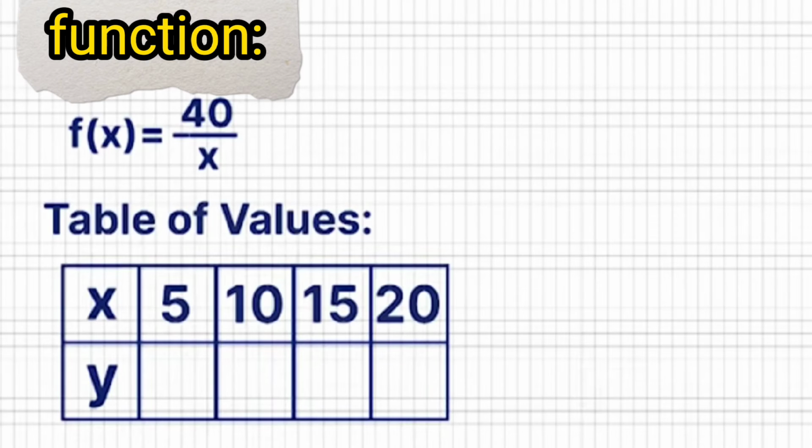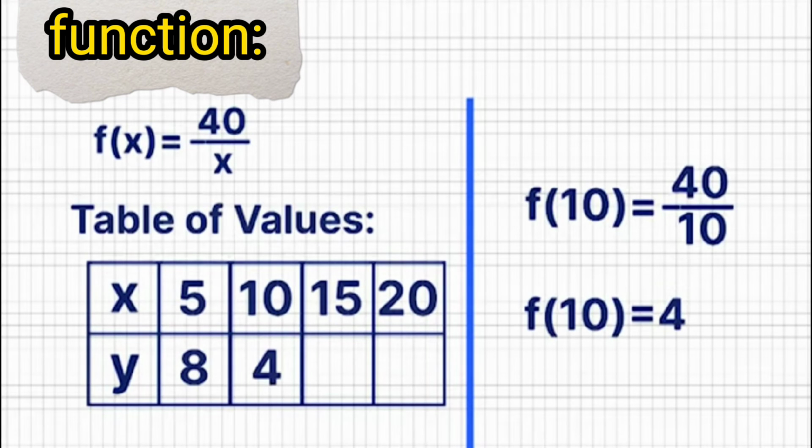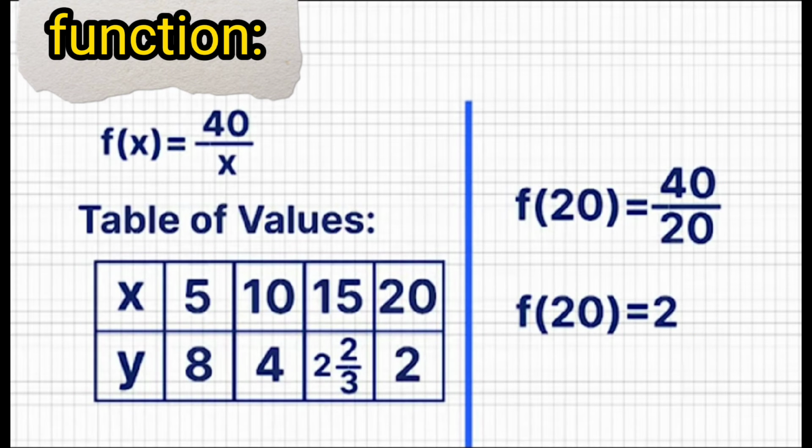Let's now try to represent the function using a table of values. Suppose we have the following values of x, which are 5, 10, 15, and 20. Find the values of y. For x equals 5, we divide 40 by 5, and that gives us 8. For 10, 40 divided by 10 is 4. The third value, 40 divided by 15, is 2 and 2/3, and lastly, 40 divided by 20 is 2.